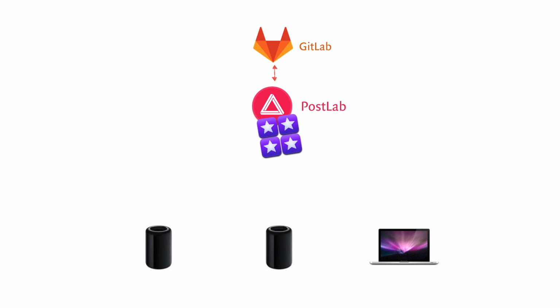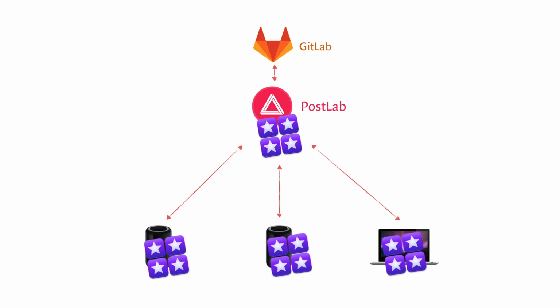GitLab holds the latest and right version of a library. Users can download these libraries through PostLab to their computers. After a user makes a change, he or she must describe what was changed. Then the change can be uploaded through PostLab, and it will then keep the other users in sync with your changes.